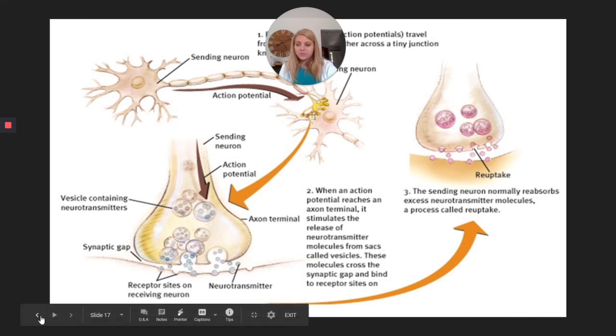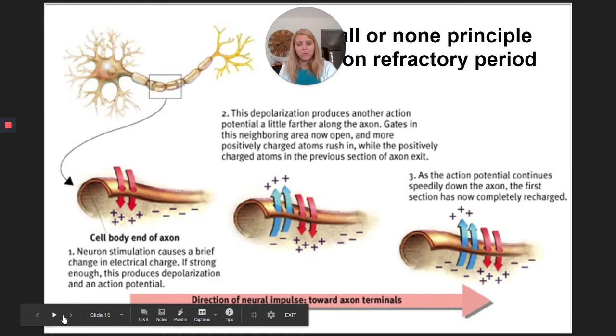So I'm going to go back to my diagram before. Wait, no, that's not what I wanted. Oh, yes, I did. Just kidding.